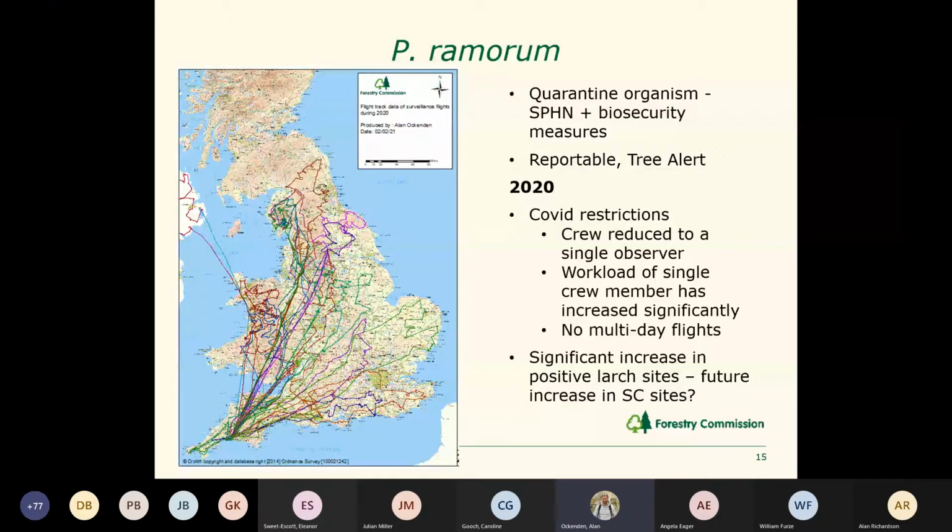What we also observed last year was a significant increase in the number of positive larch sites. That's primarily due to weather in the previous two autumns. Those of you that are coming along tomorrow, I'll discuss that a little further, looking at weather patterns and the effect that's had. But given that there's more spore pressure around within those larch sites, is there going to be more sweet chestnut sites? Possibly. It's always a possibility because there'll be a higher spore pressure.